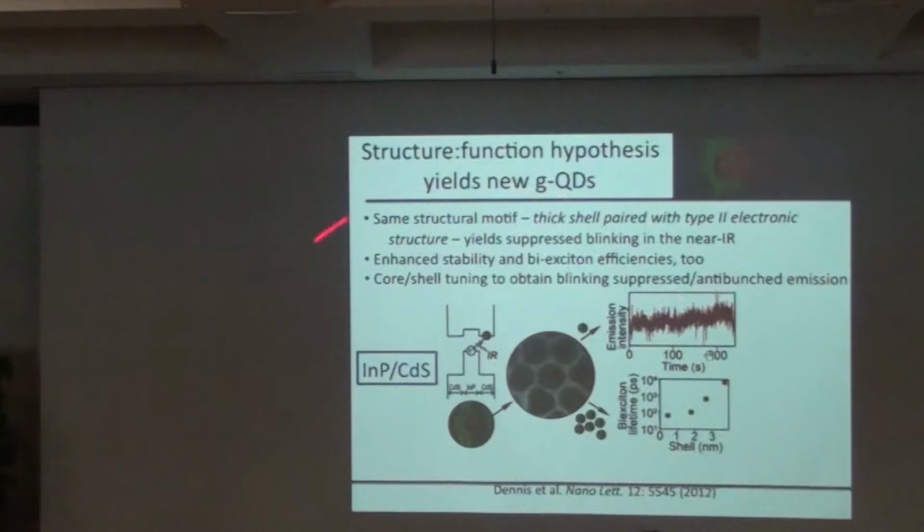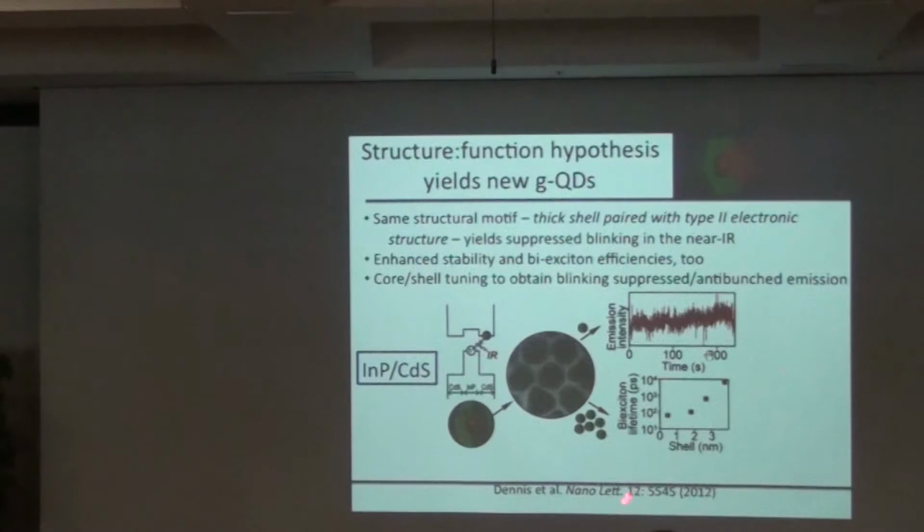This, to the best of our knowledge, was the first example of an infrared emitter that was looked at with a standard detection system at the single dot level, which historically has been quite a challenge, to take an infrared emitting quantum dot and actually see it at the single particle level, blinking or not. And so we saw, obviously not blinking in this case.